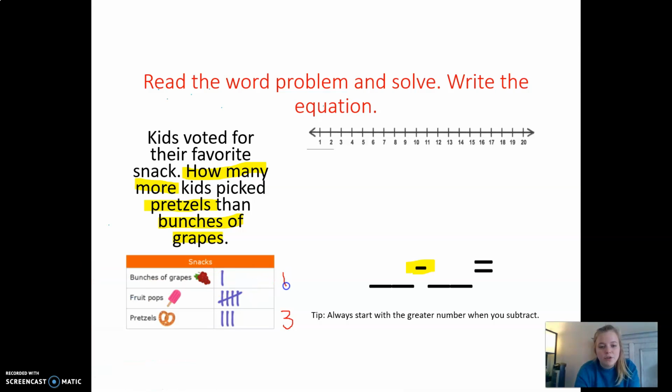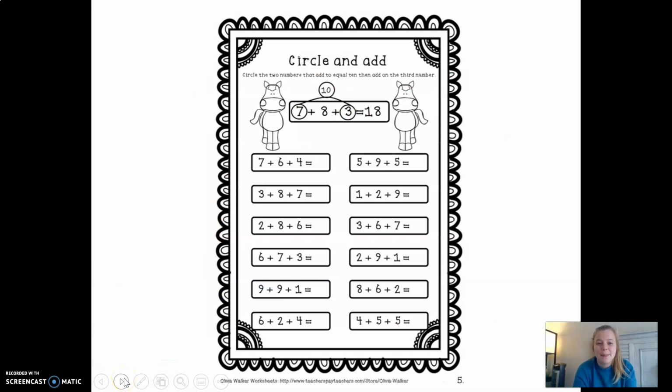Remember, when you're subtracting, you always start with the greater number, okay? So I need you to think about what this problem's going to look like, and then solve it and take a picture and send it into your teacher, okay? All right, when you're done, hit play and keep going.